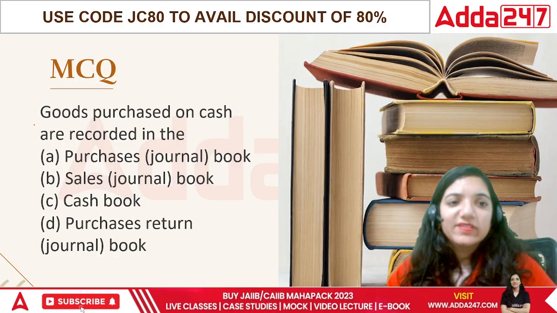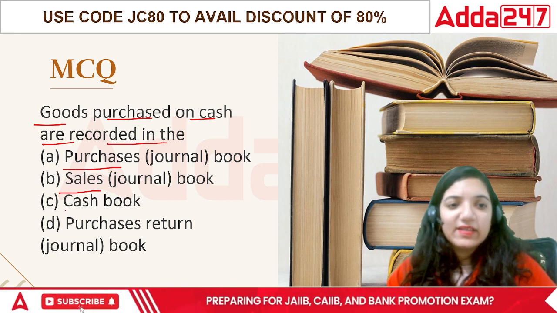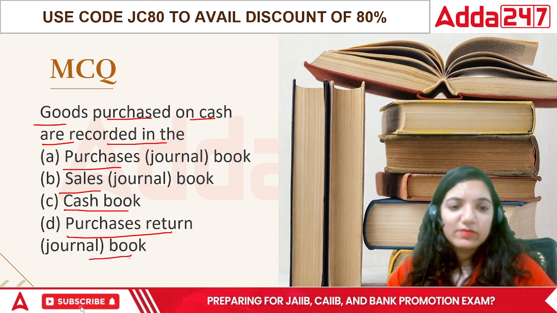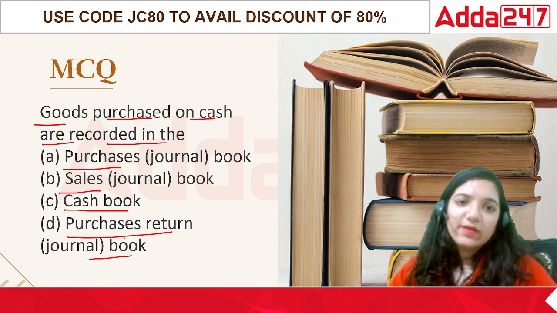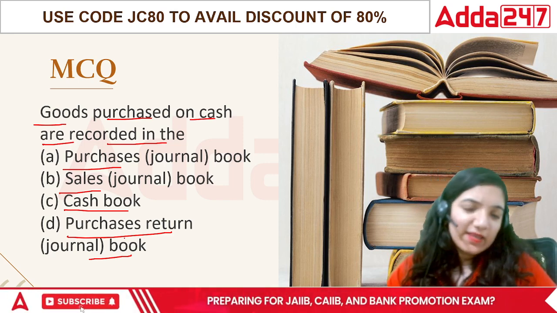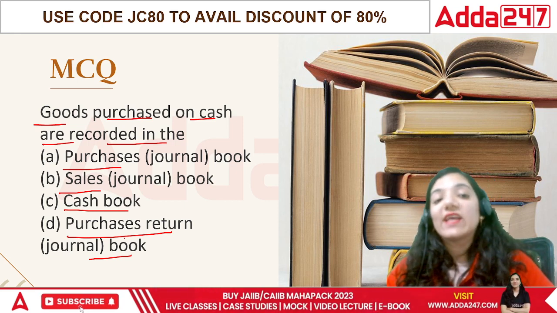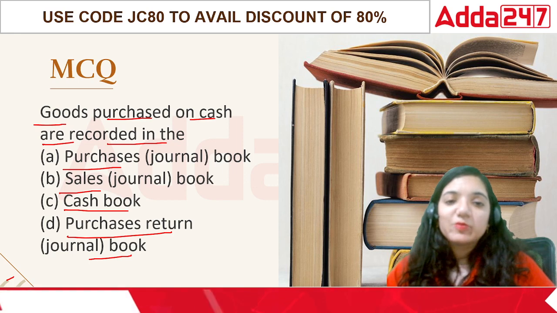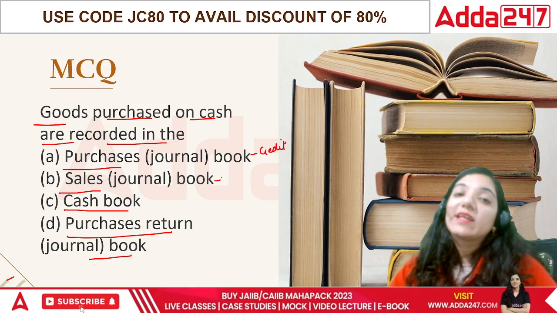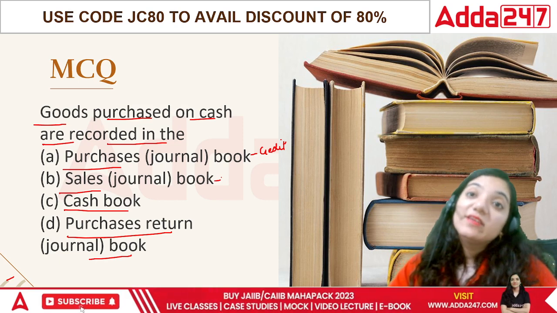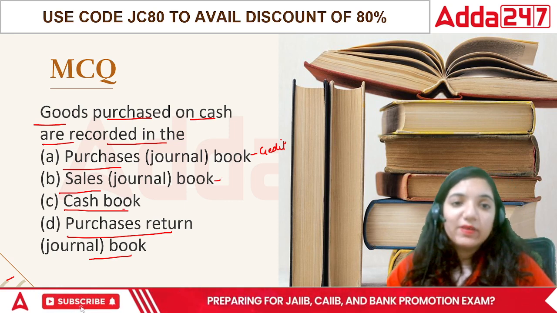Next point. Goods purchased on cash are recorded in purchases, sales, cash book, or purchase return book. Goods which are purchased on cash are recorded in what? If I purchase some goods and I pay in cash, what is it called exactly? Since the transaction involves cash, so it cannot be purchase book because purchase book records only the credit entries. Sales book records only the credit sales. Purchase return relates only to the goods which we purchase and now we have returned. So in this case, the correct answer would be cash book.